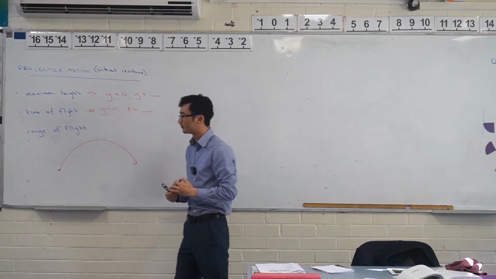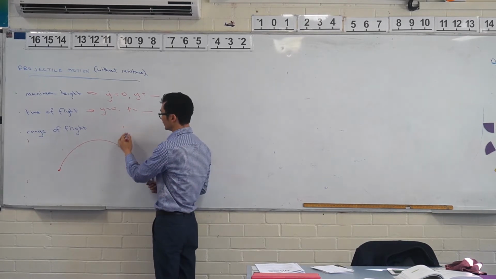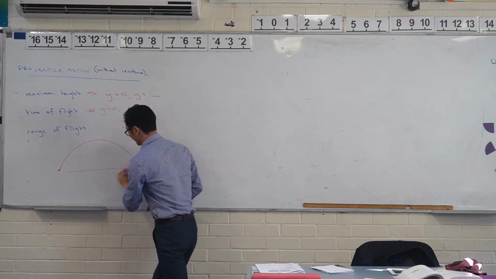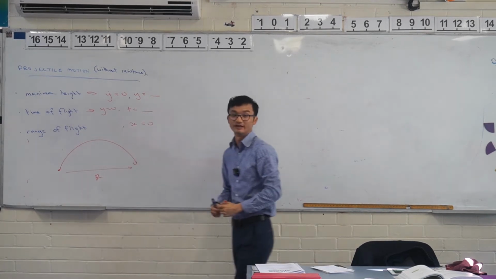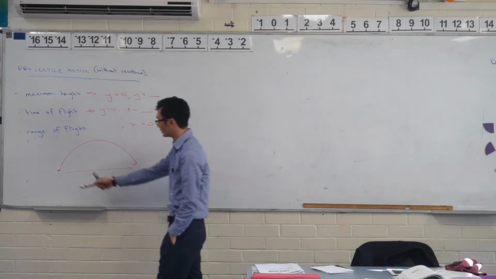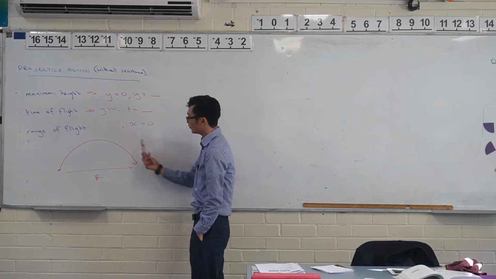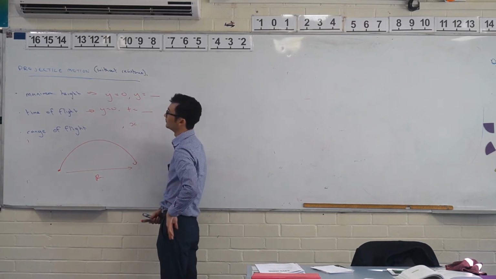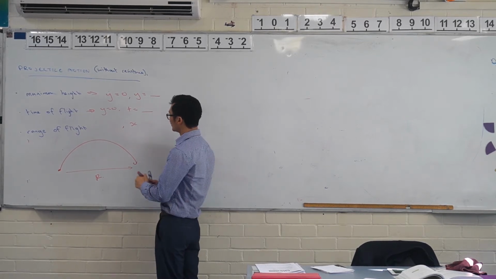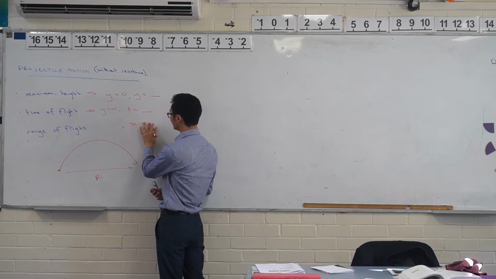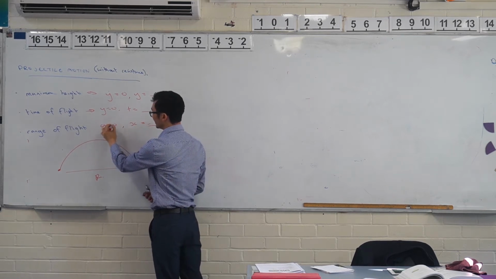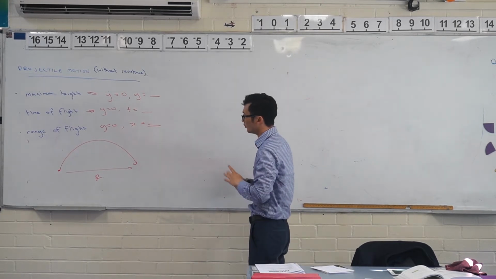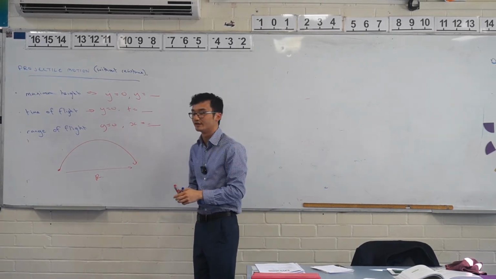And then the range of flight, again, we're just thinking about the different things we're looking for. This time, I'm looking for the range. So when this guy is going to hit the ground again, I want to know when x equals 0. Oh, sorry, not when x equals 0. I'm looking for the x value when y is equal to 0. Does that make sense, the differences between those, what you're actually looking for and how you might go about finding those things?